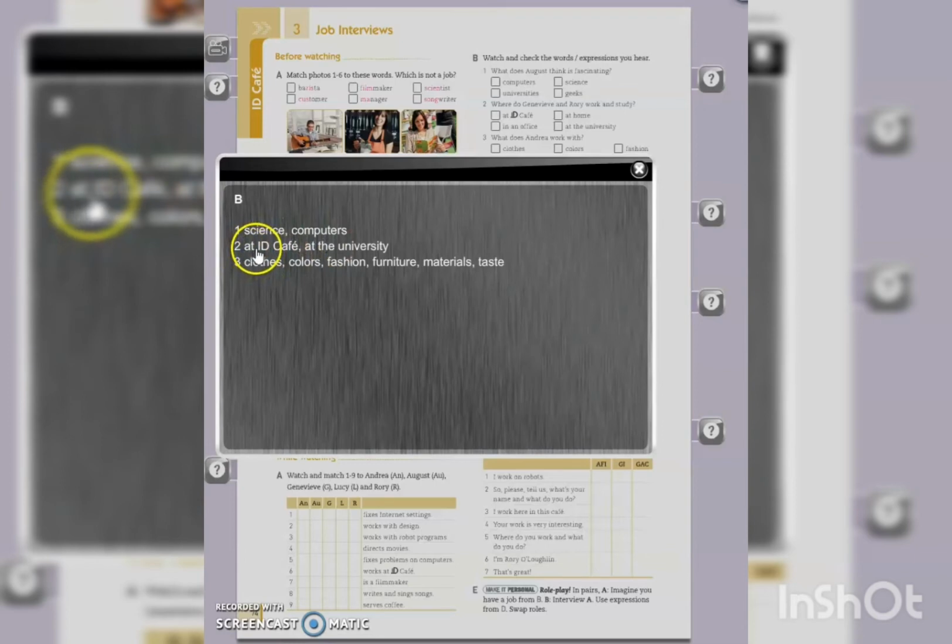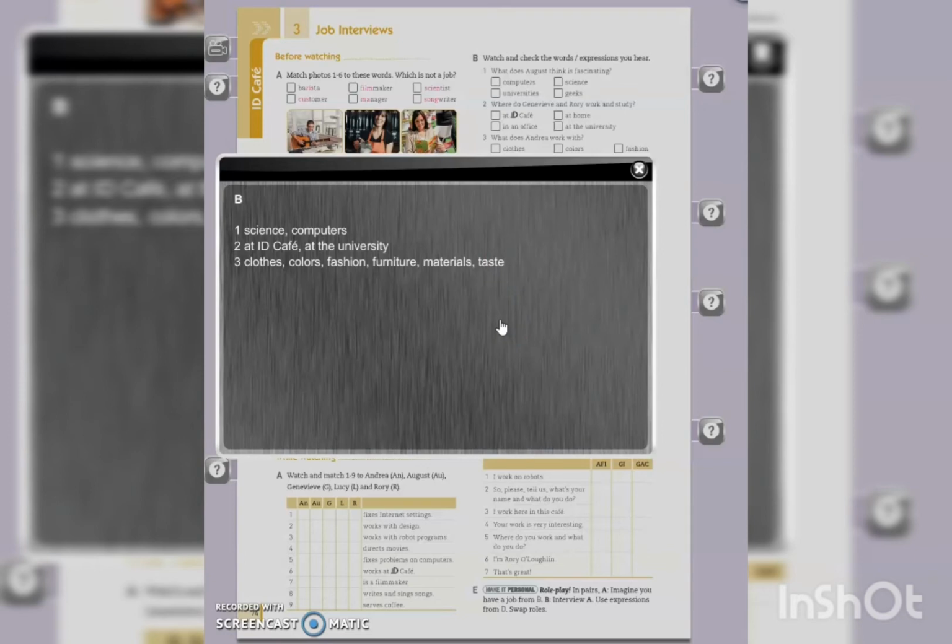In number 2, ID Cafe, university. 3, clothes, colors, fashion, furniture, materials, and taste. These are the words you have to mark on activity B. Take notes. Vayan tomando nota, chicos.